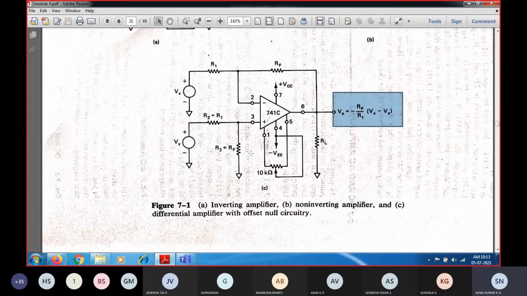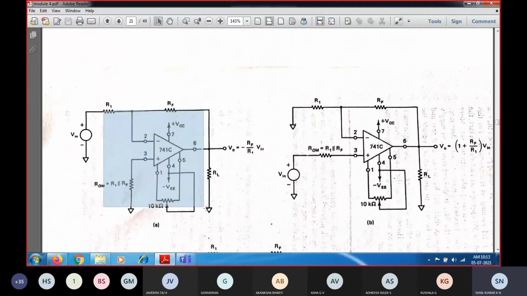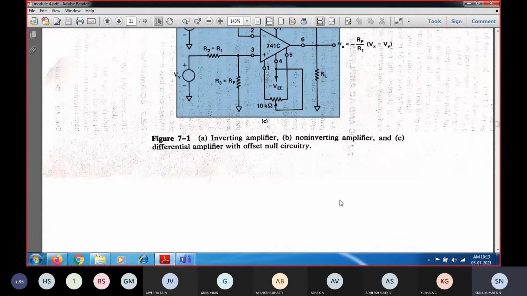Differential amplifier means it is going to take the difference between the two input voltage sources which have been applied across the input of the operational amplifier. So one is the inverting amplifier, another is the non-inverting amplifier, and the third one is nothing but the differential amplifier.